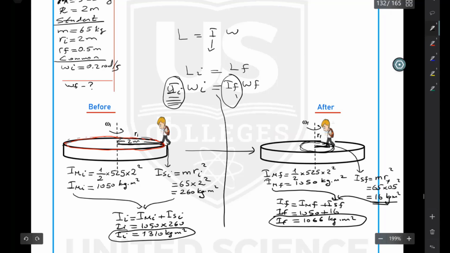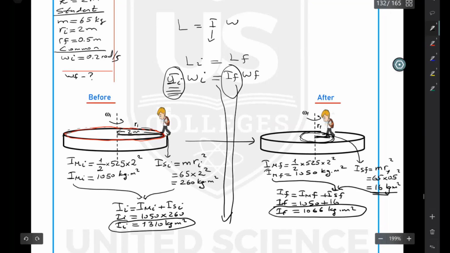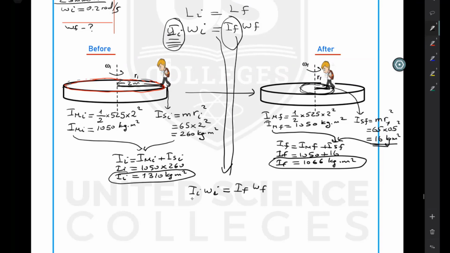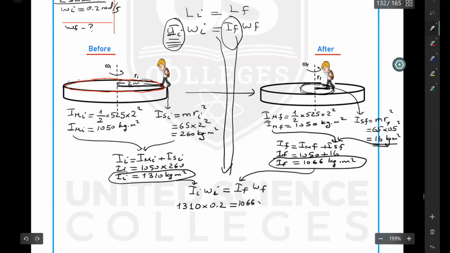Then I can use this conservation law, conservation of angular momentum. Then you are going to write the given. Initial moment of inertia is 1310. You already calculated it here. Initial angular speed is given as 0.2 in the question. The final moment of inertia you already calculated, which is 1066. And calculate the final angular speed. Then simplify by dividing by 1066. So omega final will be calculated if you use your calculator.